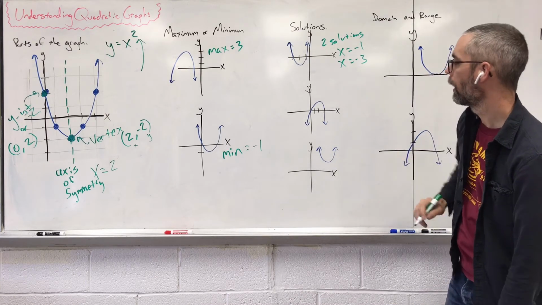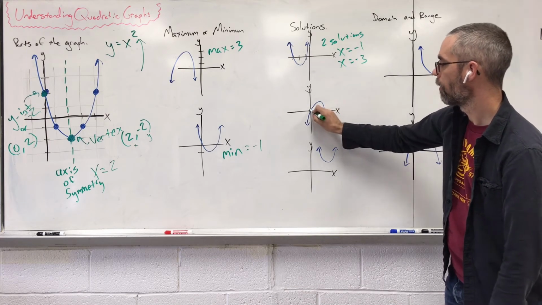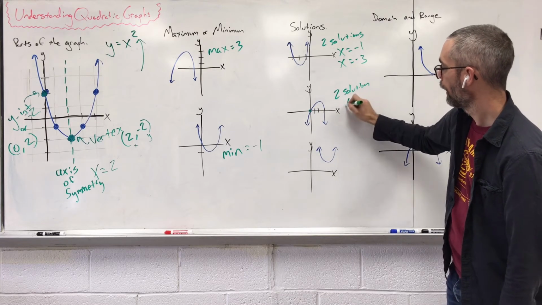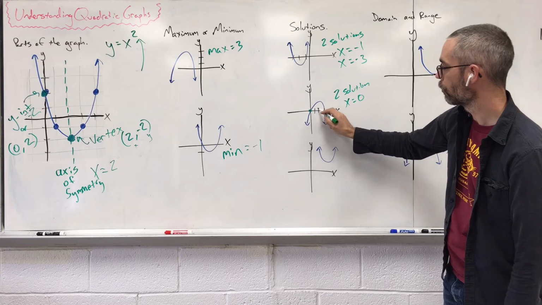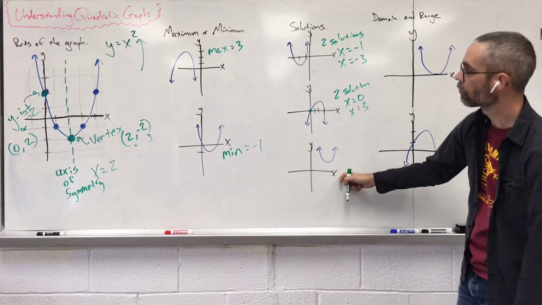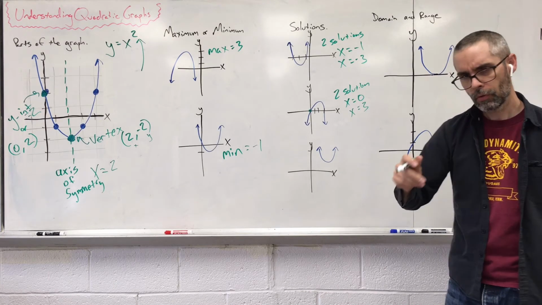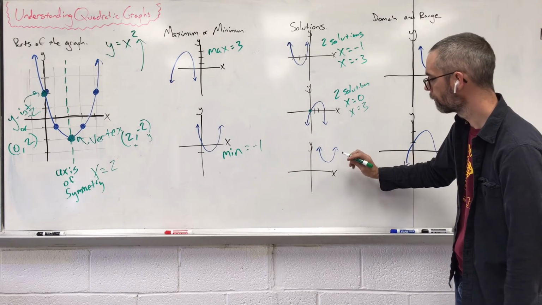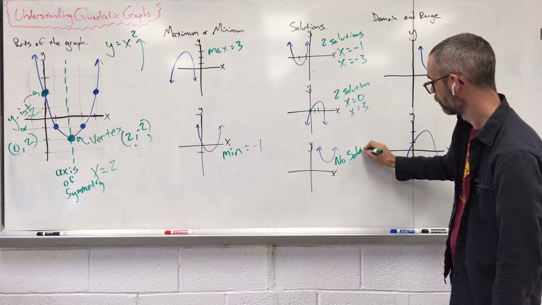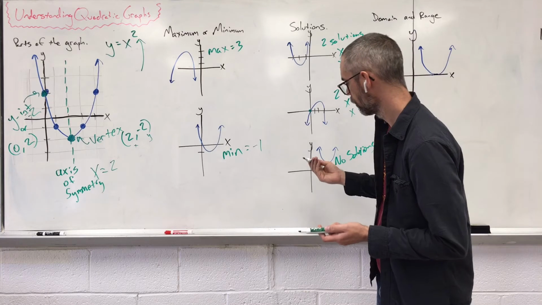Down here, you also have two solutions. We cross there. So two solutions. We're at x equals 0, and then x equals 3. Does this graph ever cross the x-axis? No. So if a graph doesn't cross the x-axis, we have no solutions. No solutions. I'm going to add one more in here.